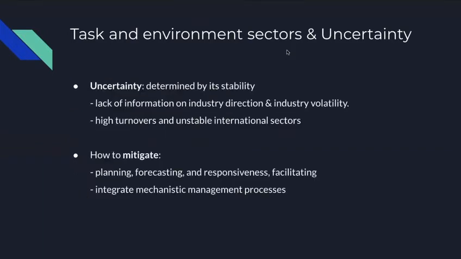TD's environmental uncertainty would include a lack of information on industry direction and industry volatility, high turnover and unstable international sector. TD can mitigate environmental uncertainty through planning, forecasting, facilitating faster response to environmental change. It can also integrate mechanistic management processes to facilitate ease of adoption and response to uncertainty.